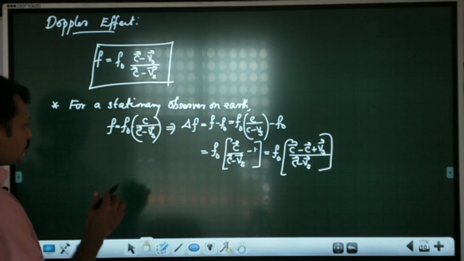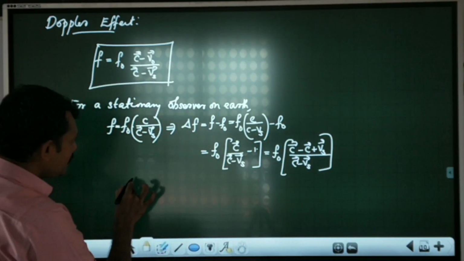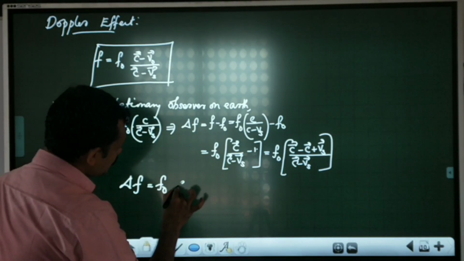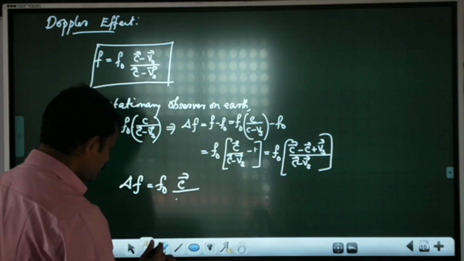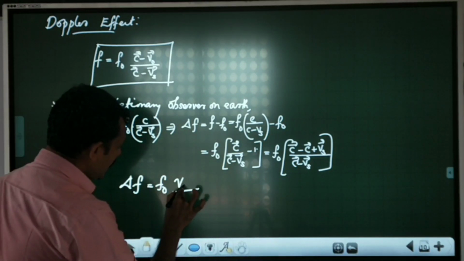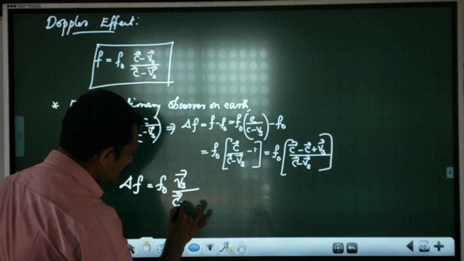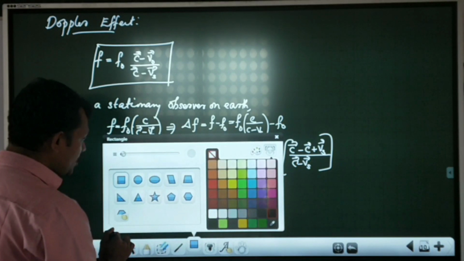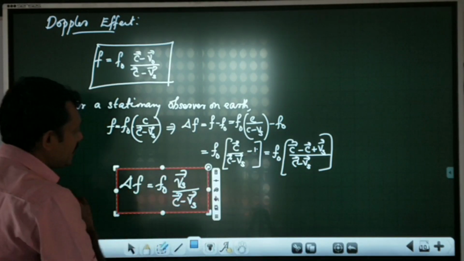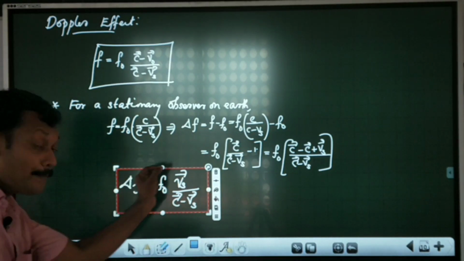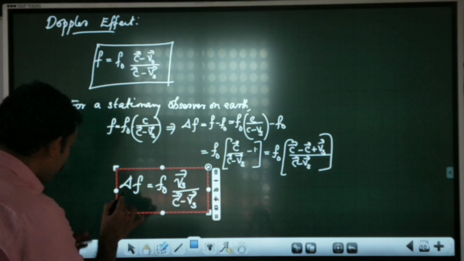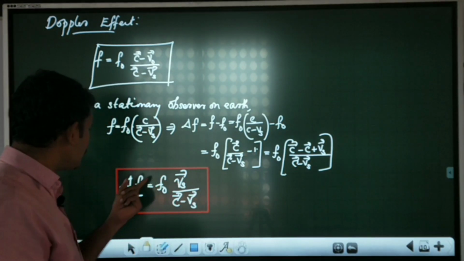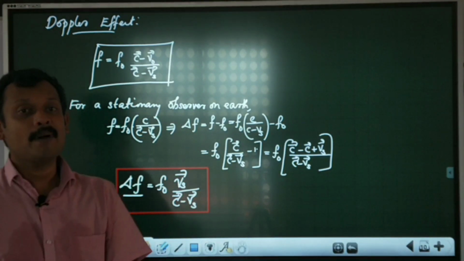Now what can we say here? f0 into c, so c minus c cancels. In this case I will get delta f is equal to f0 into vs divided by c minus vs. This is the expression for the changing frequency, not the apparent frequency. The expression for the changing frequency is f0 into vs divided by c minus vs.